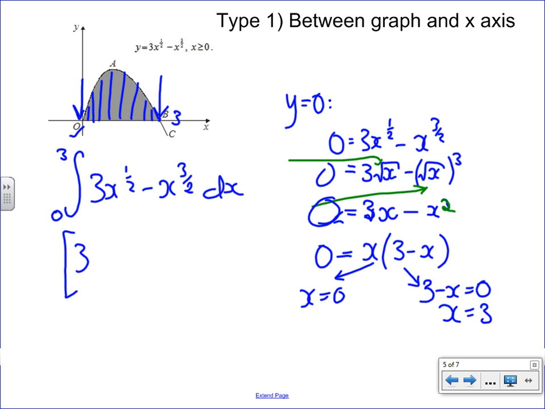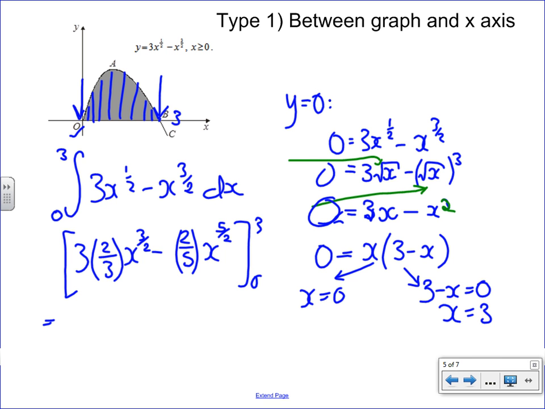Okay, so 3 big bracket x to the, calculator. Minus big bracket 3x the whole, minus x to the 3 over 2. 3 over 2 plus 1 is 5 over 2, right? Minus x to the 3 over 2, 2x from 0 to 3. Oh, it's having a big think, this calculator.